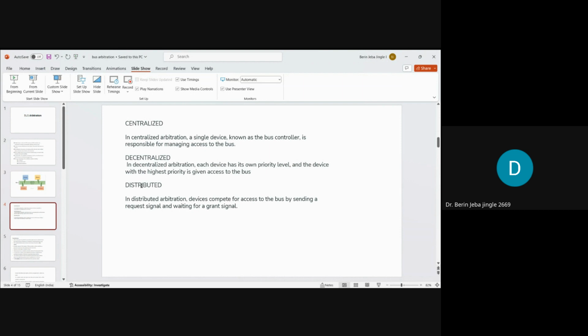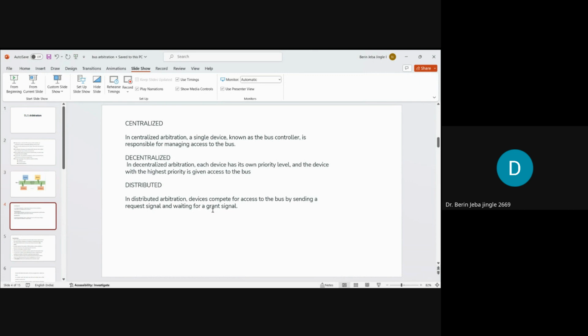Last is the distributed. So in the distributed, what happens? Devices compete for access to the bus. The device sends a request signal to the particular controller or bus controller and waits for the grant signal. When it receives the grant signal, then it sends the data through the bus.